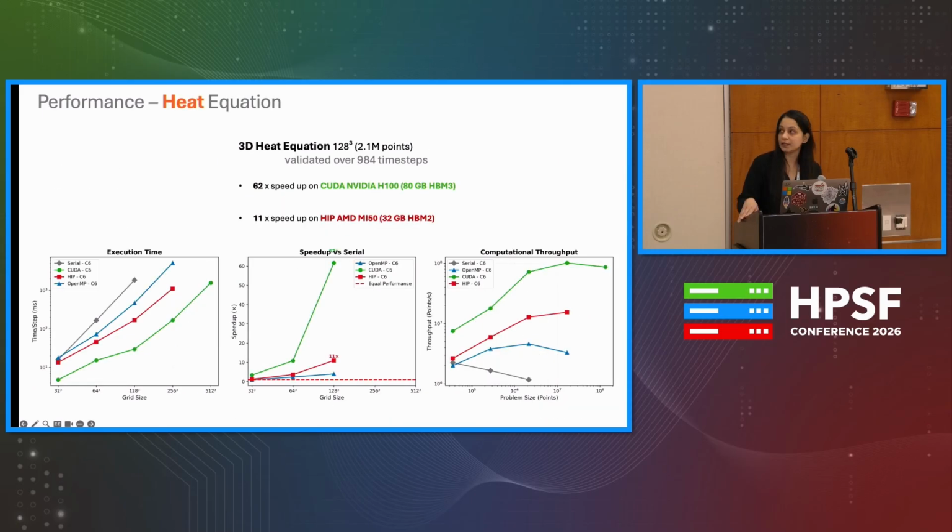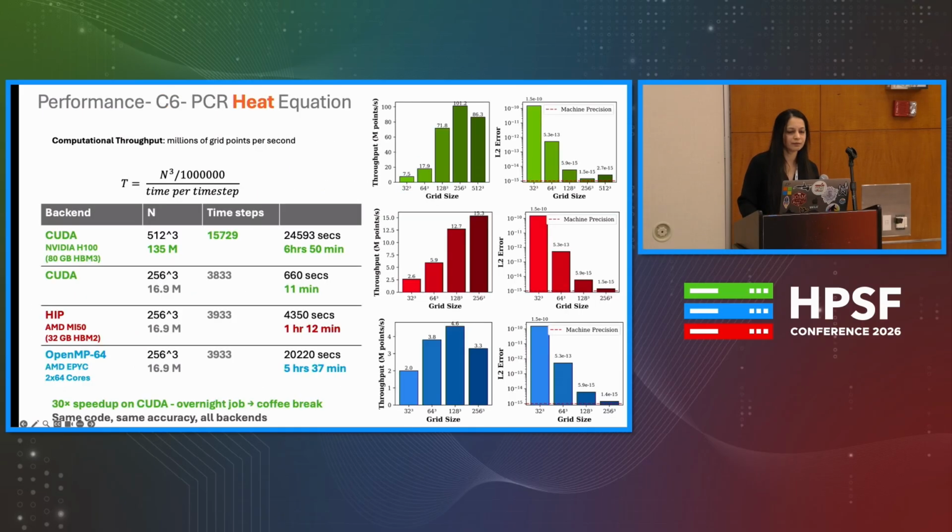For the 3D heat equation, at 128 cubed or 2.1 million grid points over 984 time steps: 62 times speedup on CUDA, 11 times on HIP, the same L2 error across all backends throughout, with sustained throughput and gains accelerating once the problem is large enough to saturate the GPU.